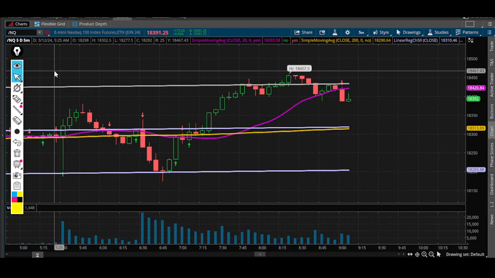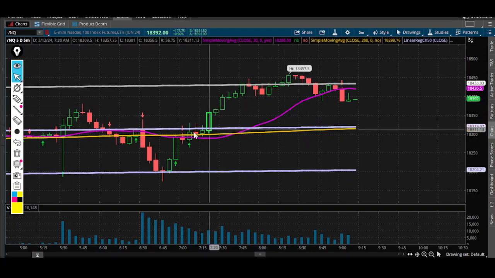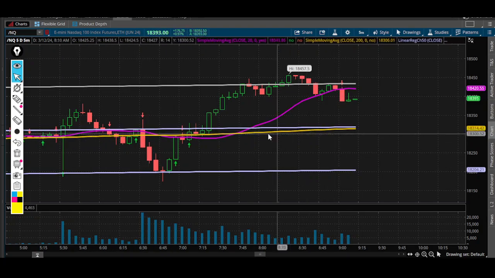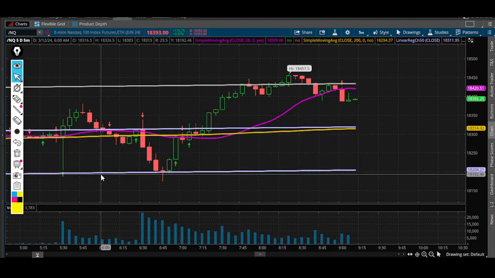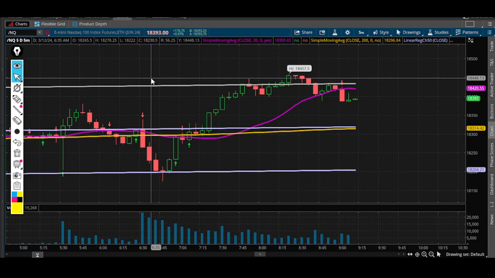One of those things that I'm looking for is confirmations, right? Breaks over and under the 20 period moving average, which is the 20 simple moving average. That's going to be the purple line that you see on my screen. I also have this yellow line, which is the 200, and these white lines, which are the linear regression channel 50. It's just channel lines here.